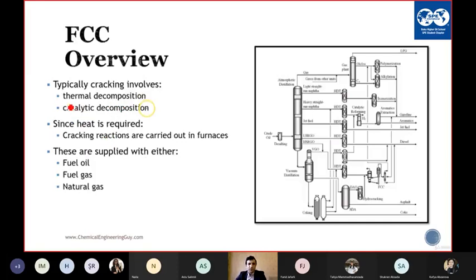Typically, cracking involves thermal and catalytic. Who can tell me what can be the main difference between these decompositions, thermal and catalytic? Any idea? So, okay, I will ask the question differently. Why don't we want to use the thermal, but we want to use the catalytic decomposition?